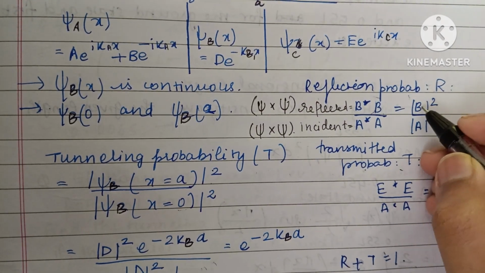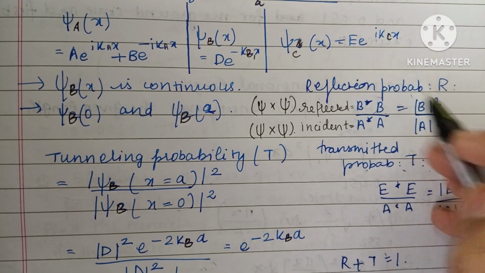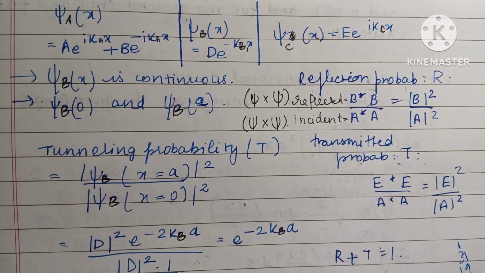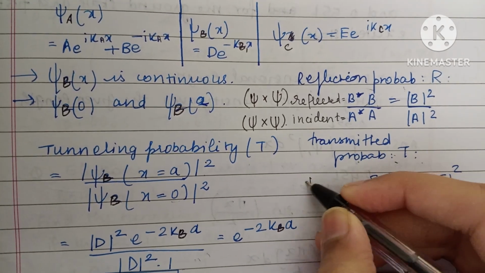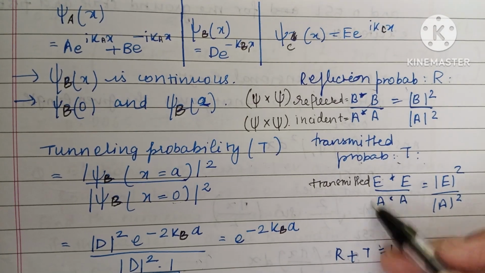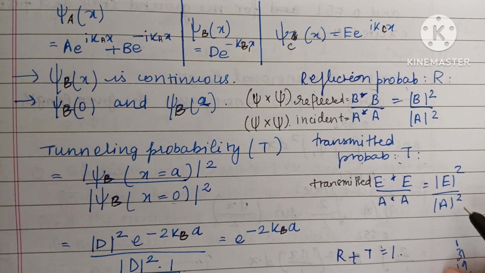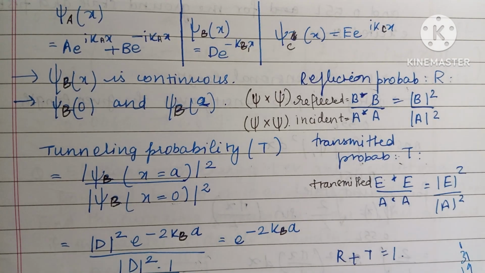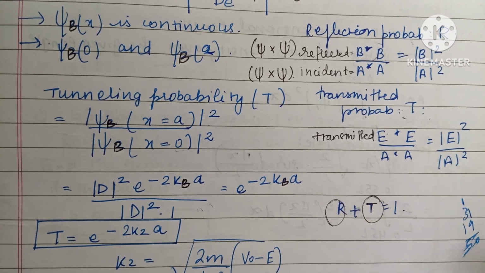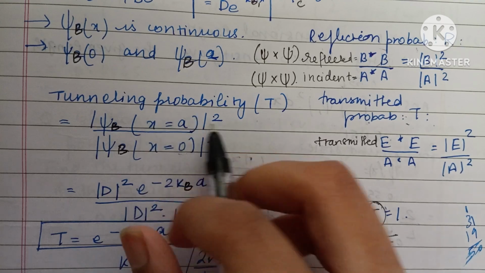So we can find mod of B square by mod of A square as the probability for reflection, and similarly for transmitted probability, E is the coefficient for the transmitted wave. And again A is for the incident one. So mod of E square by mod of A square is the probability for the transmitted wave. Adding the reflection probability and the transmitted probability will give us 1. Now we can also find the tunneling probability.